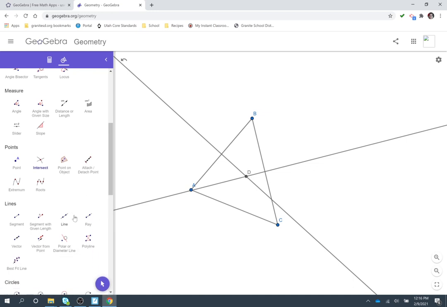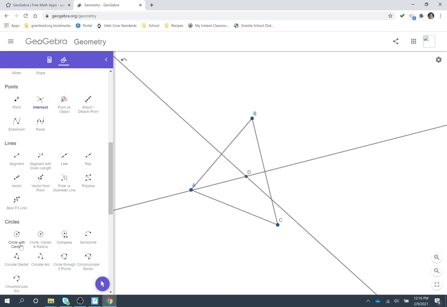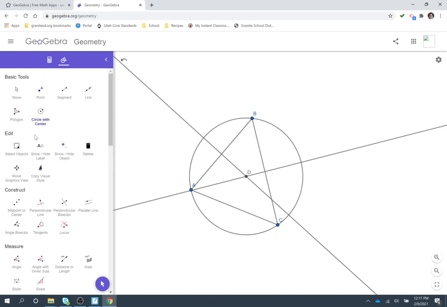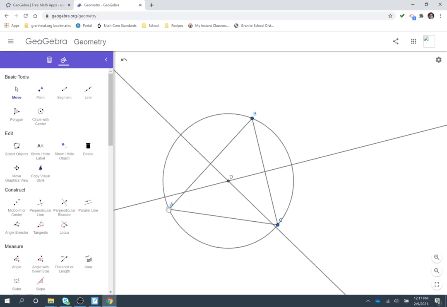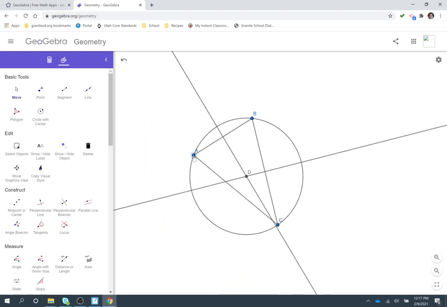Then we're going to find, under circles, our circle with center. The center of our circle is going to be point D, and then you're going to pull that out to one of the vertices, either A, B, or C. I'm going to pull it up to B, and notice that we just constructed our circumscribed circle. It goes around the outside of our triangle, and it hits A, B, and C. If you grab your move tool, you can move any of the vertices, and your circle moves along with it.